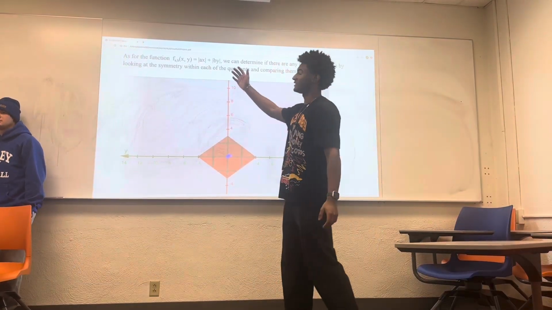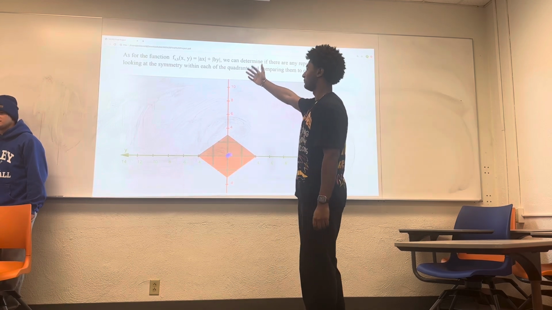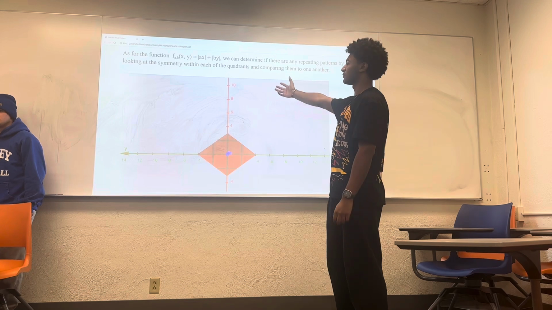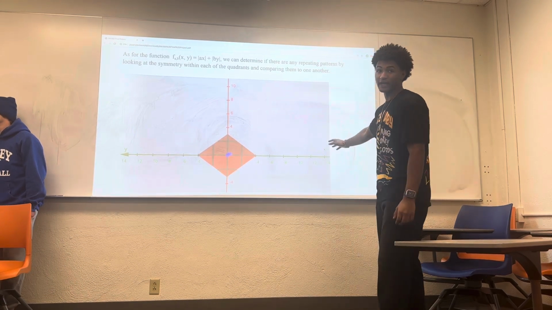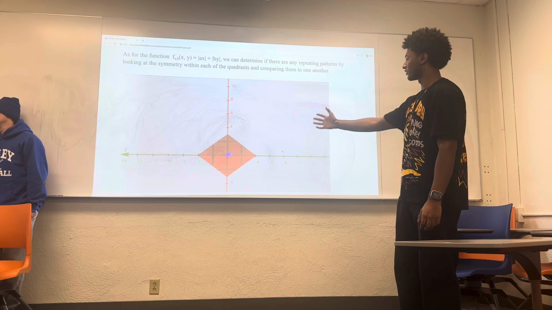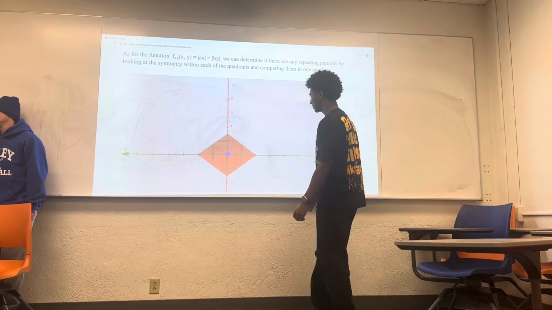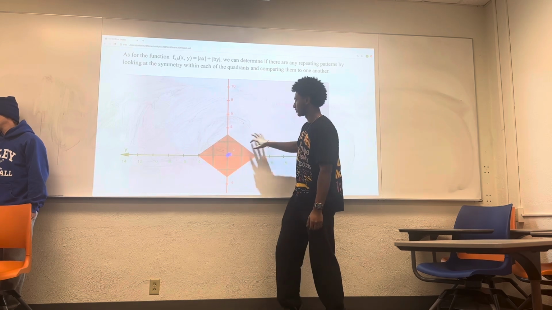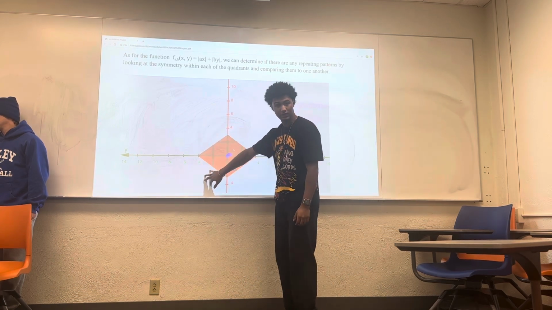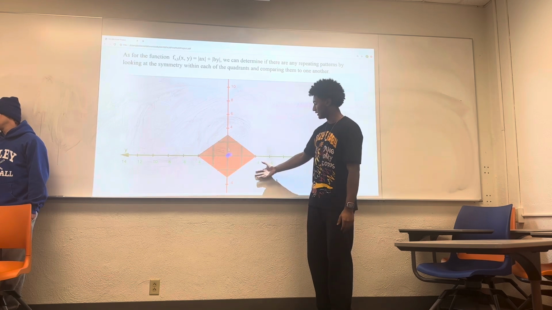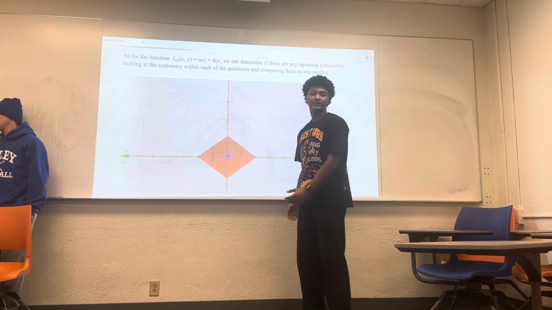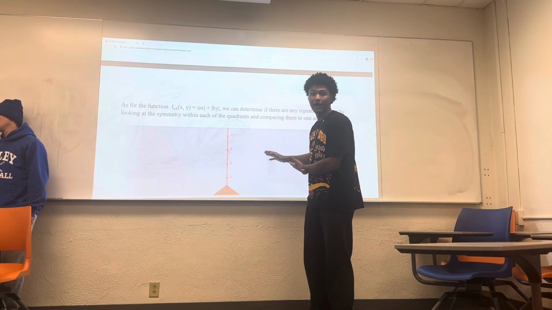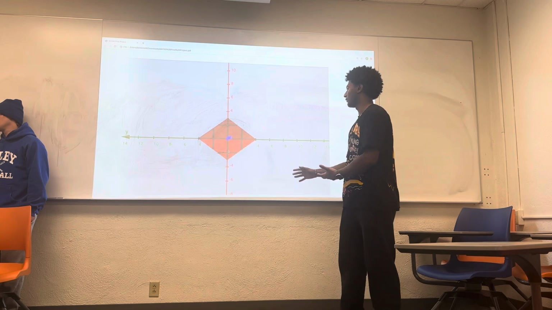When looking at the periodicity of our function, f_{a,b}(x, y) equals the absolute value of a of x plus the absolute value of b of y, we can determine if there are any repeating patterns by looking at the symmetry of the graph. Starting from the origin, if we look towards quadrant 1, there's this triangle here. Quadrant 2 has the same triangle, quadrant 3 the same triangle, and obviously quadrant 4 the same triangle. So it's safe to conclude that graphically, there is some sort of symmetry within our graph, right?